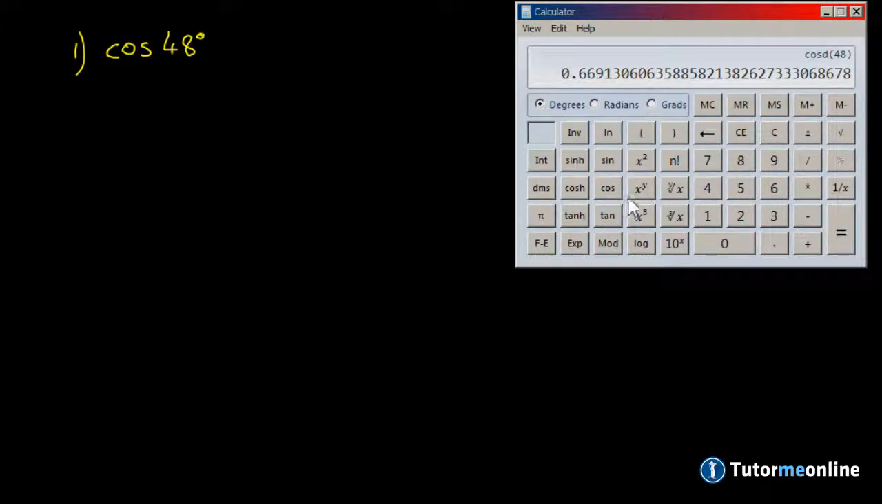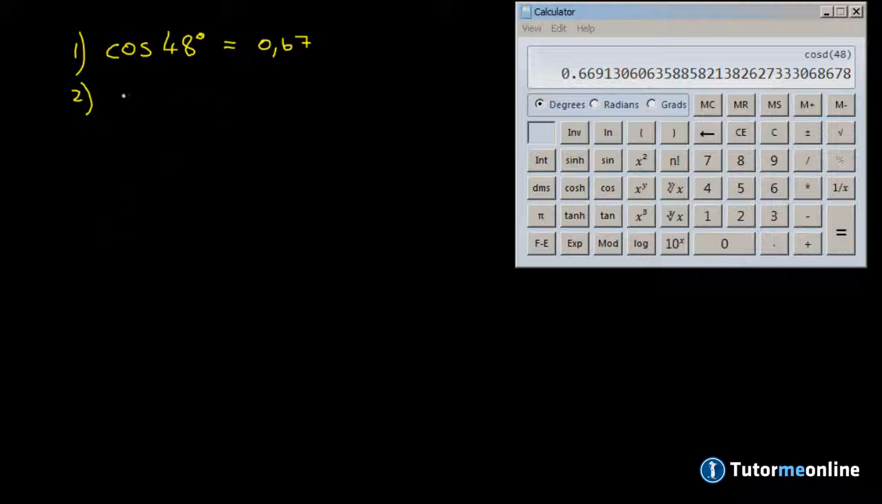So for our first question, let's work out the cosine of 48 degrees. In order to do this, first of all, we would need to make sure that the calculator is set to degrees. Then you would type in 48 on the calculator, and then you would press the cosine button. This gives us a long decimal number, which we are going to round off to the nearest 2 decimals. So in this case, the answer would be 0.67.